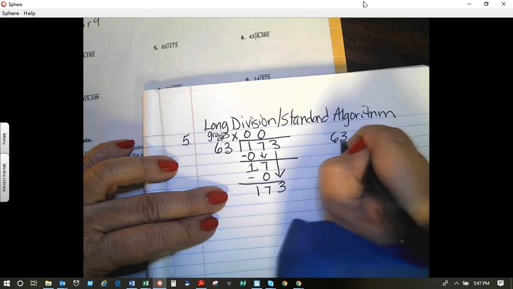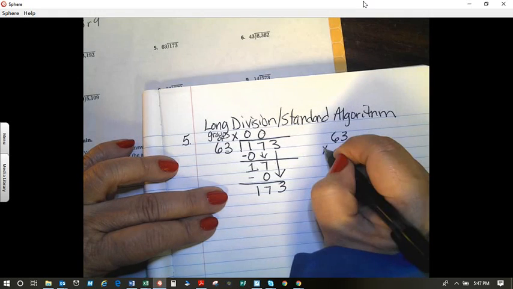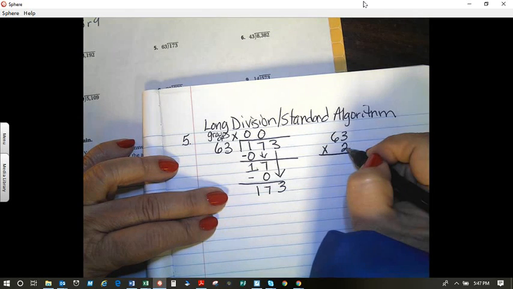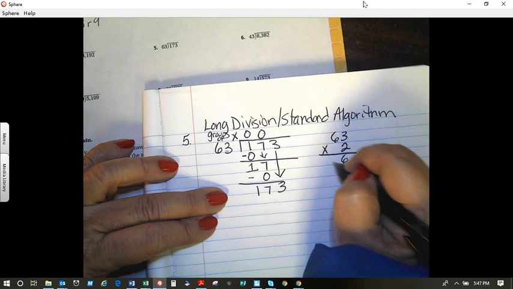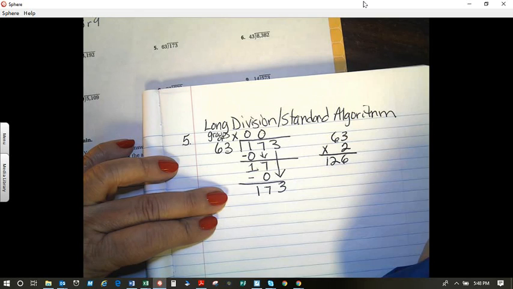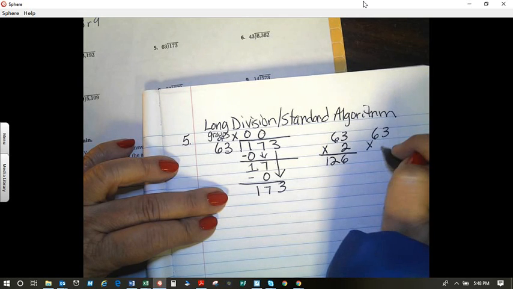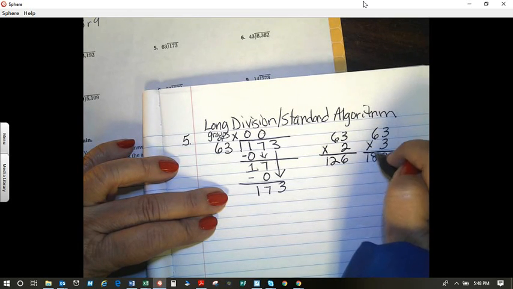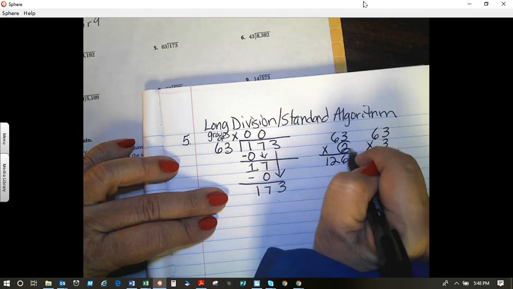Well, I like to start off with 5s, but I'm going to do 2s first, because I know I'm not going to go very high. So 2 times 3 equals 6. 2 times 6 equals 12. Okay, so I'm getting closer. Let's see if I can put another group of 63 in this. So I'm going to have 3 groups of 63. 3 times 3 equals 9. 6 times 3 is 18. Is this too big? Yeah, it's way too big, so it's going to be 2.